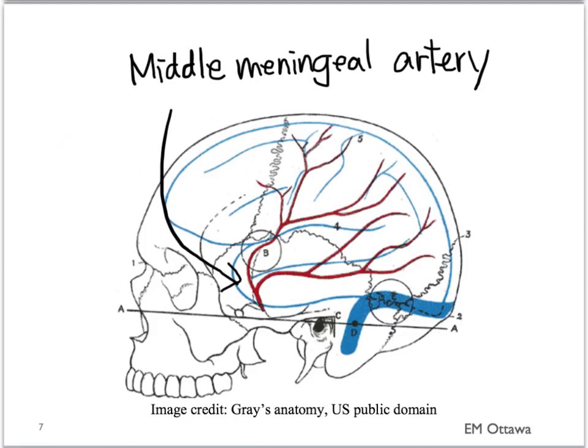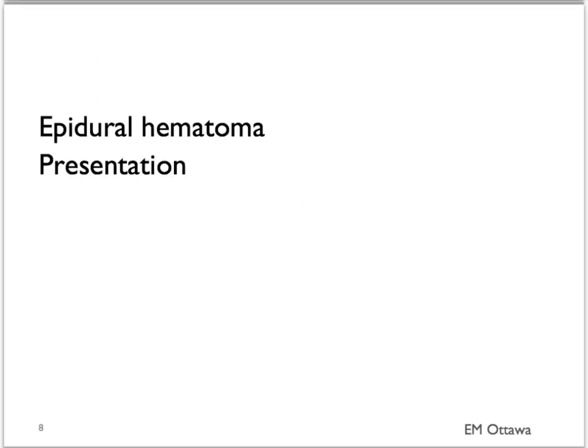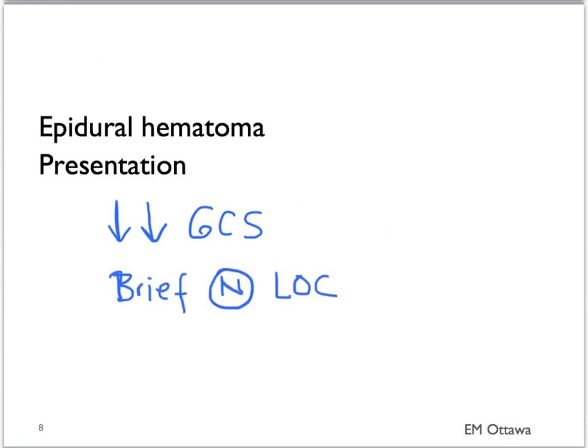Blood from the artery then rapidly accumulates. The rapidly accumulated epidural hematoma then pushes the brain out of the way. Because of that quick accumulation of bleed, epidural hematoma patients can have a very quick decline in terms of their GCS. After the initial impact, they might have a very brief period of normal GCS. Then they can decline rapidly into a GCS of 3. Because of the shift in the brain, rapid herniation can occur.